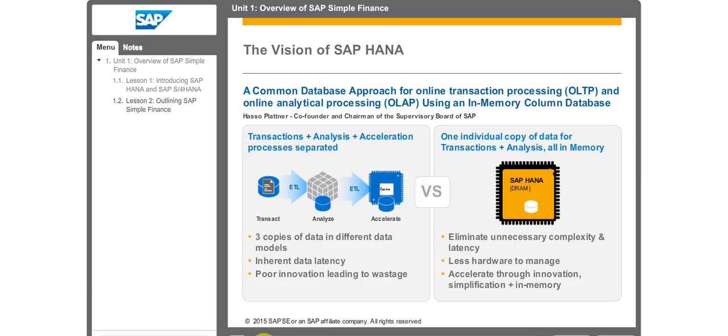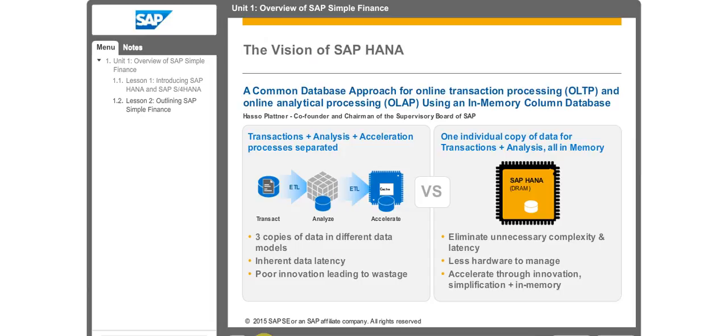You also had 3 copies of data in different data modules with an inherent data latency. This is a 30-year-old model designed for the technological possibilities of the day. This poor innovation leads to wastage. With SAP HANA, you move to a single source of data for both transactions and analysis, all in memory and accessible in real time. This eliminates unnecessary complexity and latency inherent with traditional models.